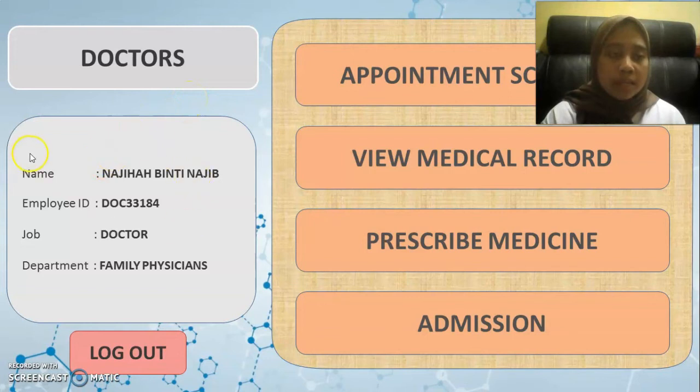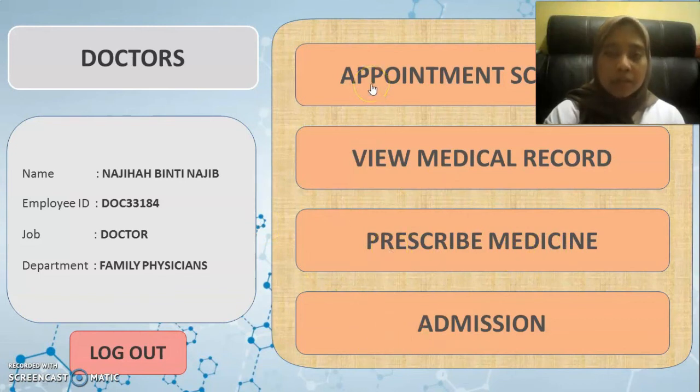Okay, here is the name of the doctor, NAJIHAH binti Najib. Employee ID DOC 33184 is the doctor ID. Job: doctor. Department: family physician. Okay, here is the doctor view. Appointment schedule. The doctor can view medical record for patient, prescribed medicine, and admission.